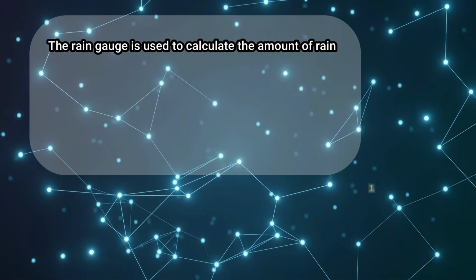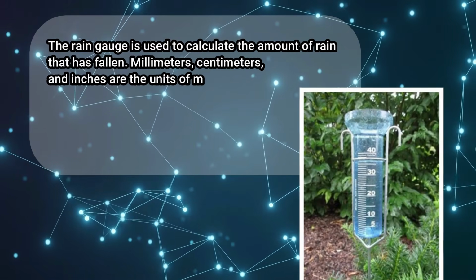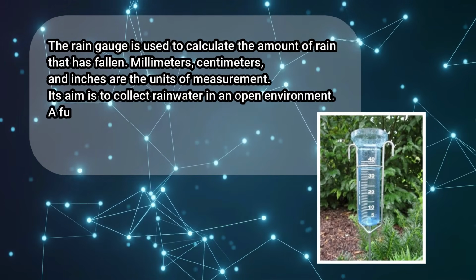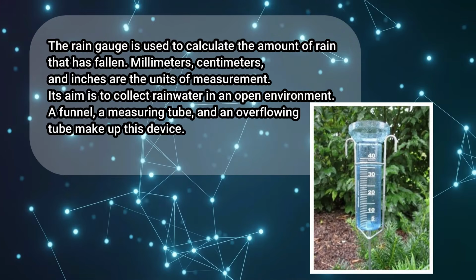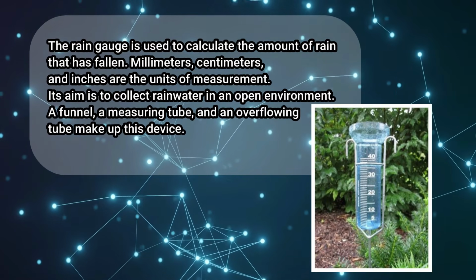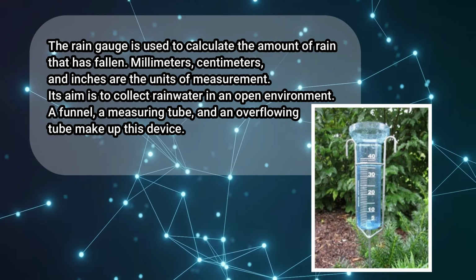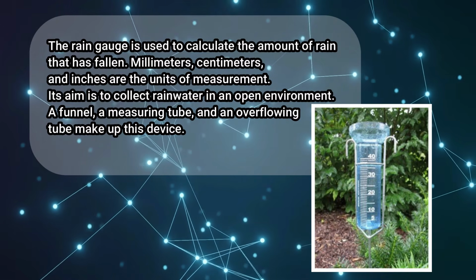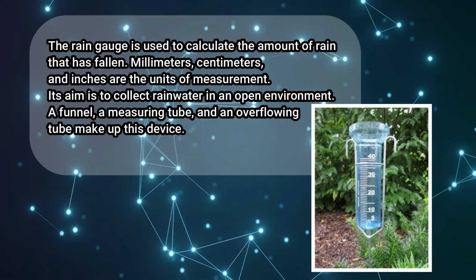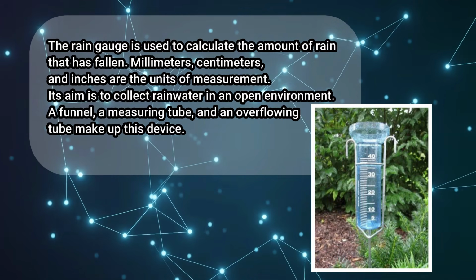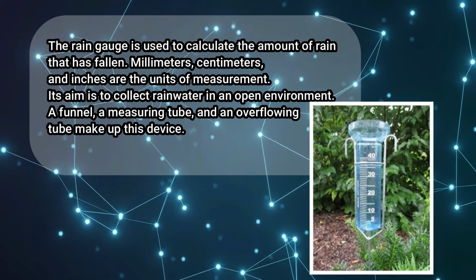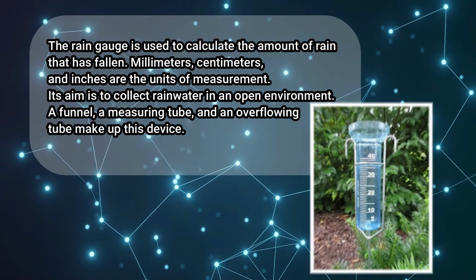The rain gauge is used to calculate the amount of rain that has fallen. Millimeters, centimeters, and inches are the units of measurement. It aims to collect rainwater in an open environment. A funnel, a measuring tube, and an overflowing tube make up this device.